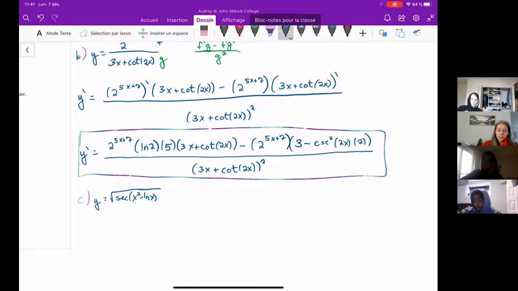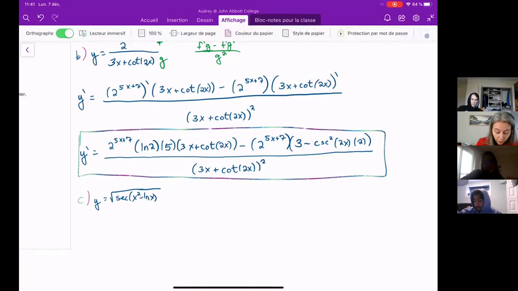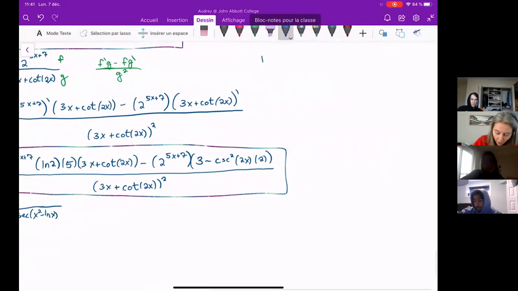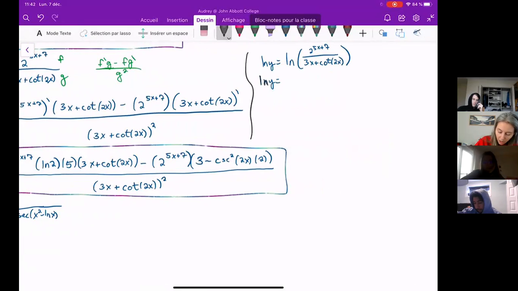So if you use logarithmic, it's not really helpful. It doesn't change much at all. You would do ln y is equal to ln of the whole thing, 2 to the 5x plus 7 over 3x plus cotangent of 2x. Then I would simplify, and ln y is equal to ln of the top minus ln of the bottom.